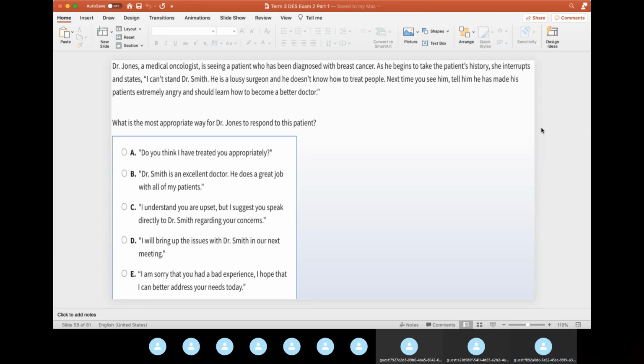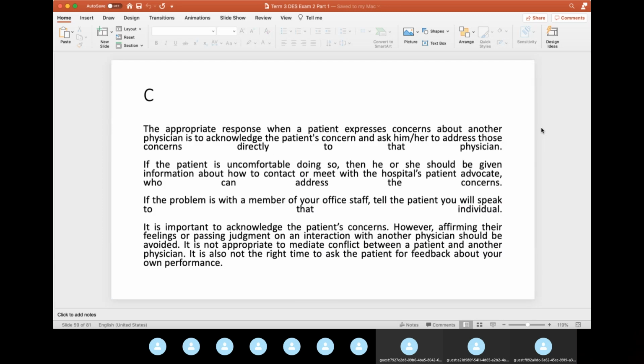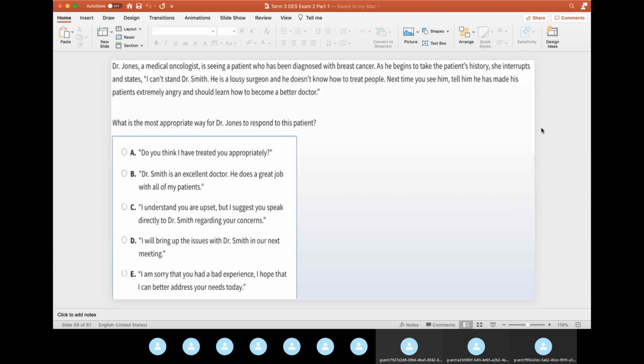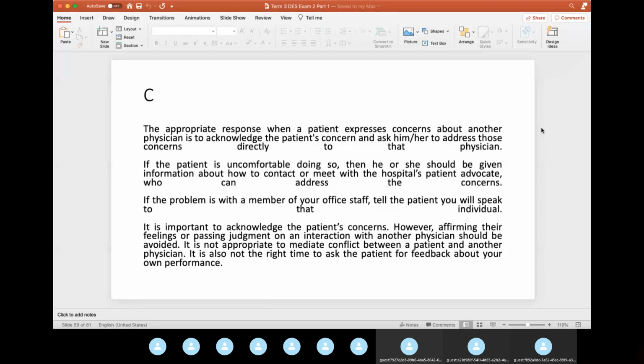So any other answers? No? C. I understand you are upset, but I suggest you speak directly to Dr. Smith regarding your concerns, right? If the patient is uncomfortable doing so, he or she should be given information about how to contact or meet with the hospital's patient's advocate who can address the concerns. But for you, you need to acknowledge the patient's concern. Acknowledge the concern and ask the patient to address those concerns directly to the physician involved.